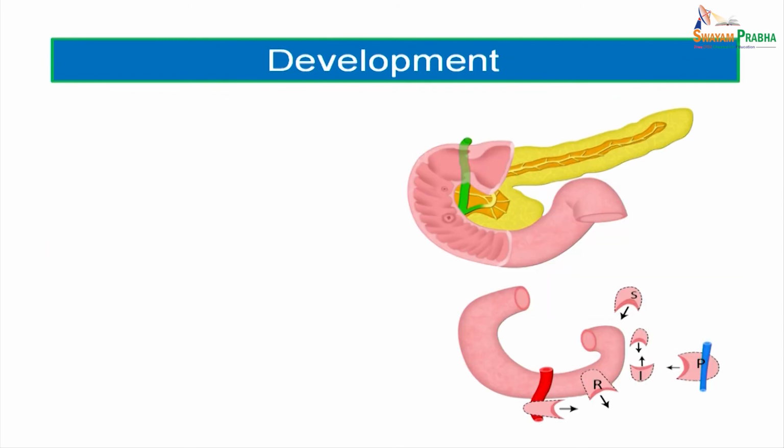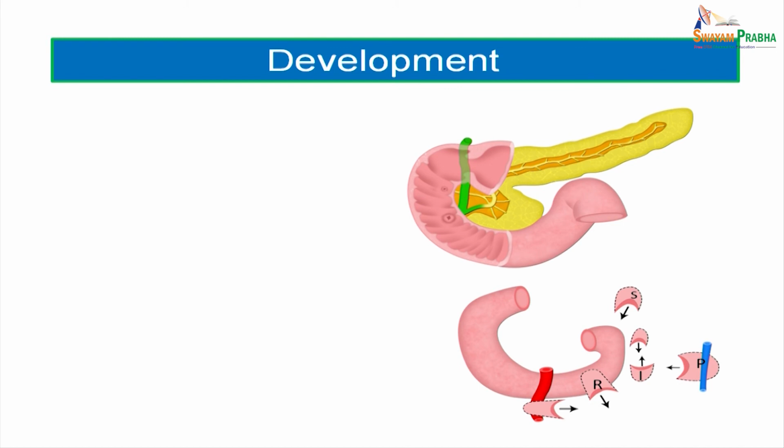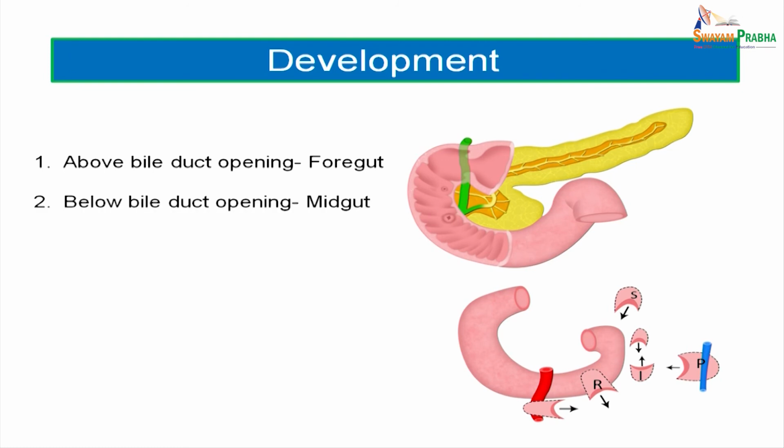So, a few words about the development. I will just overlay a few general aspects, because the development of the duodenum will be dealt with in detail in the subsequent embryology sessions. The duodenum is divided into two parts: the part above the bile duct opening, which develops from the foregut, and the part below the bile duct opening, which develops from the midgut. We can see this in the way the blood supply is distributed. The foregut is supplied by branches of the celiac artery and the midgut is supplied by branches of the superior mesenteric artery.